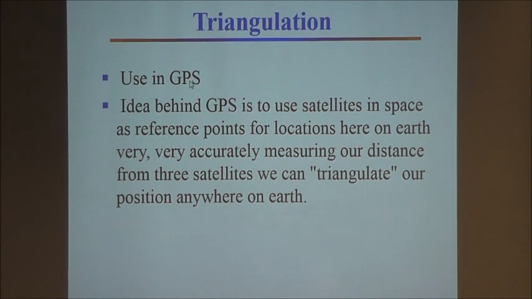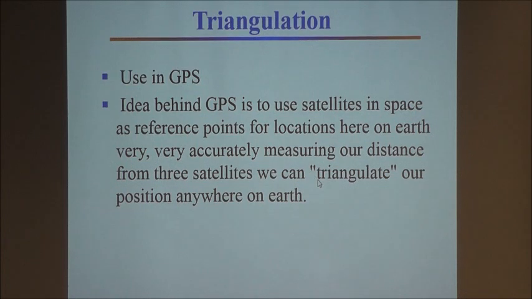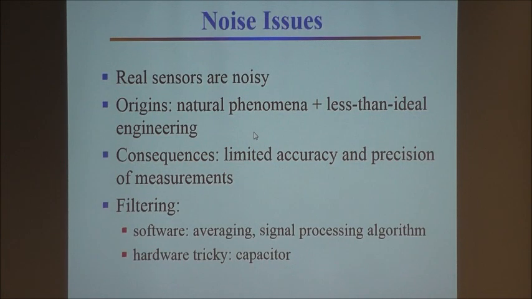And we use triangulation in GPS. The idea behind GPS is to use satellites in space as reference points for locations here on Earth. By very accurately measuring our distance from 3 satellites, we can triangulate our position anywhere on Earth. I will give you more in a few minutes, or maybe next lecture.